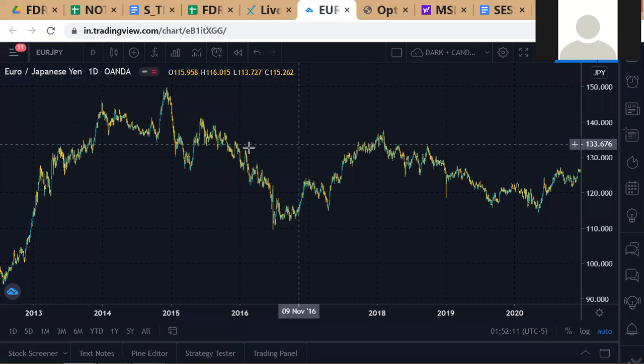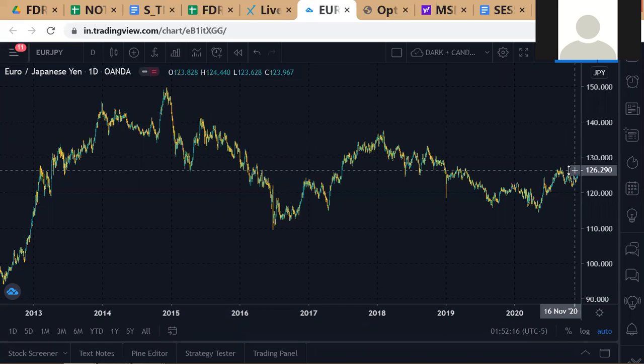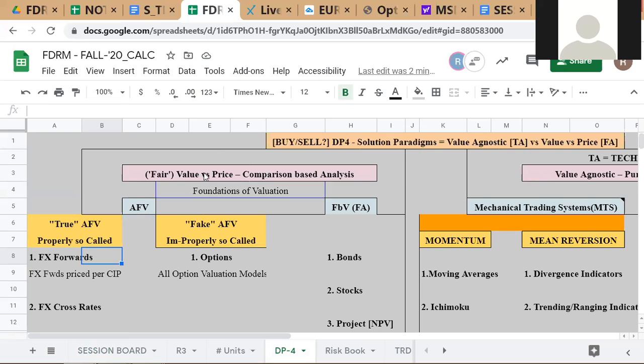When I'm looking at a market instrument combination, spot euro yen, I'm confused. Should I buy or should I sell? One way to solve that confusion is to put yourself in this box. Say, I don't believe in TA. I believe in fair value, comparing it to market prices. There are ways to arrive at fair value, either this or this. I'm going to use this here because I think I can. I'm going to use true AFV.